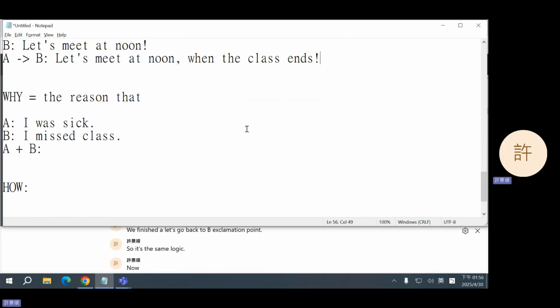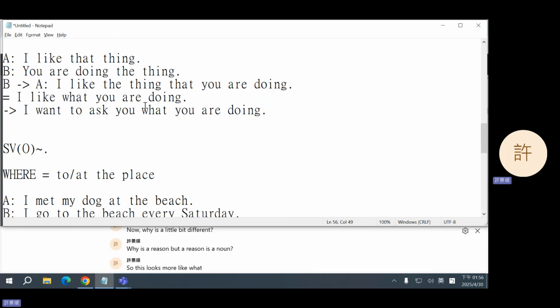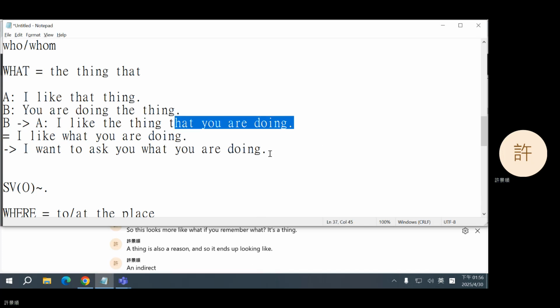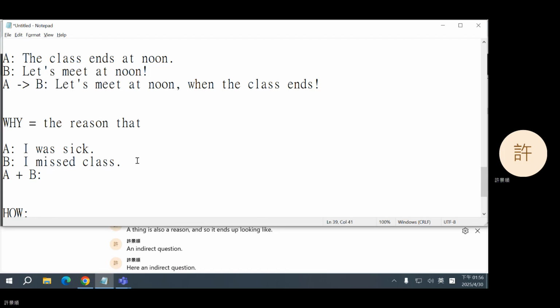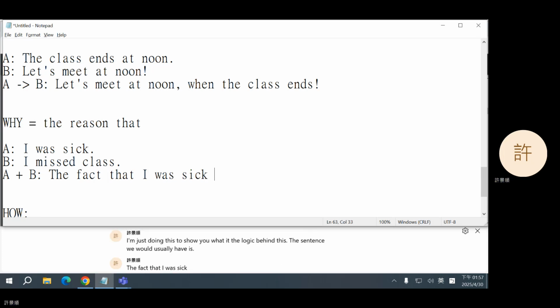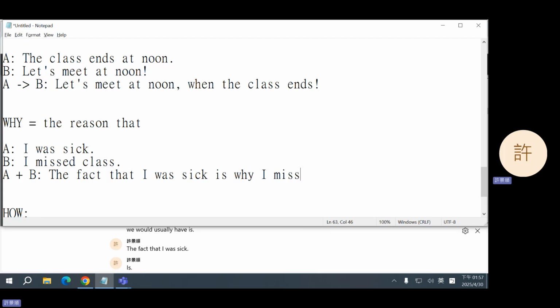Now, why is a little bit different. Why is a reason, but a reason is a noun. So this looks more like what. If you remember what, it's a thing. A thing is also a reason. And so it ends up looking like an indirect question. Here, an indirect question. Why is the same. Again, this is the kind of sentence where we usually would not separate the two parts. I'm just doing this to show you the logic behind this. The sentence we would usually have is: the fact that I was sick is why I missed class. Or you can say why or the reason why. Both are fine.